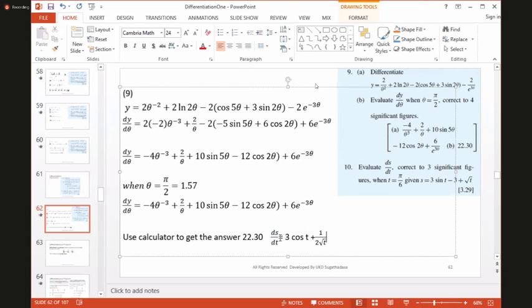Now see the ds by dt value. Everybody should get this, because the answers are not prepared in one, but you have to do it now. It is so simple compared to the previous one. Evaluate ds by dt correct to three significant figures when t equals pi by 4, given that s equals 3 sin t minus 3 square root of t. Now this is the differentiation of that: ds by dt equals 3 cos t plus the differentiation of square root of t, half t to the power minus half, that is 1 upon 2 square root of t. Is it correct now? Right.